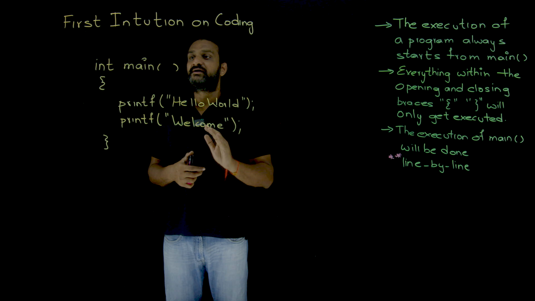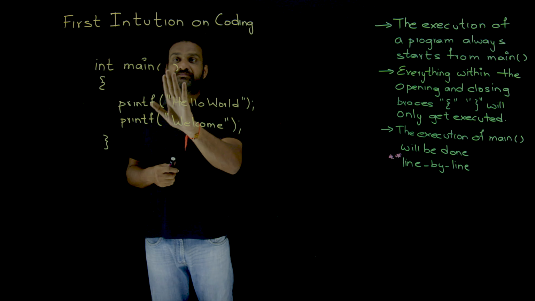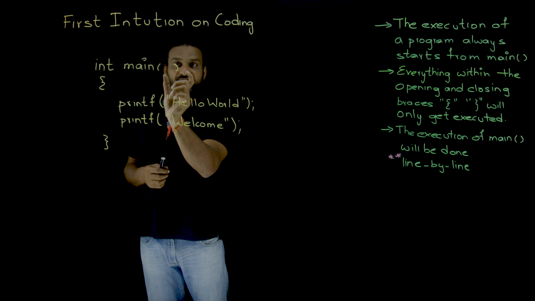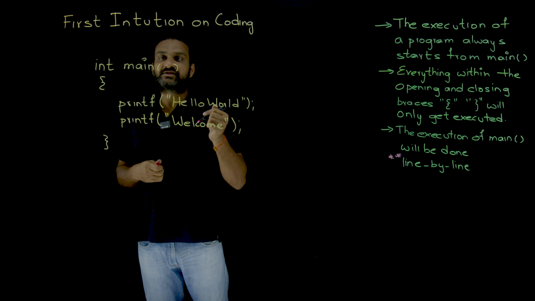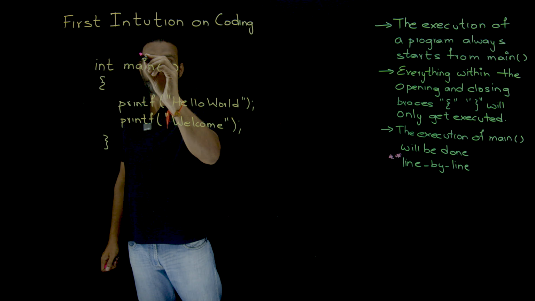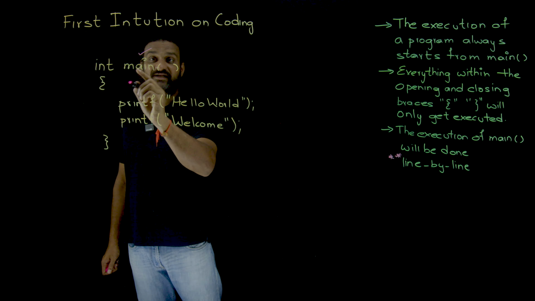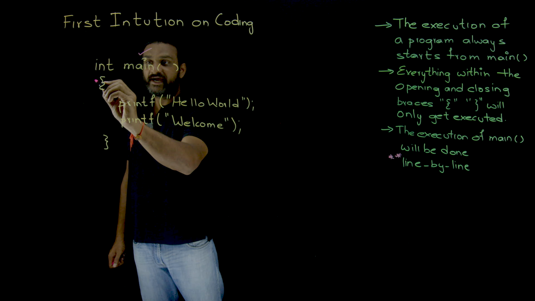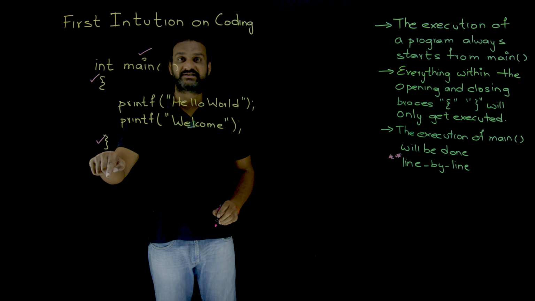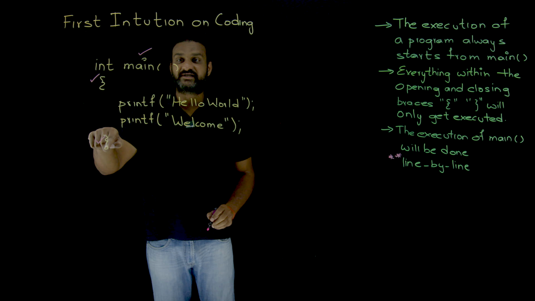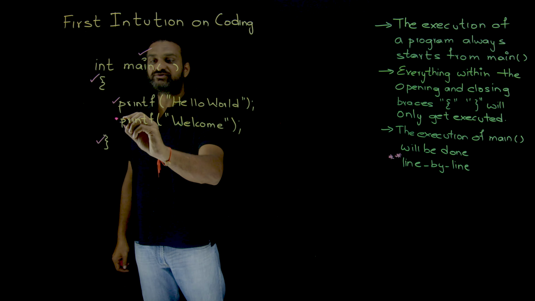Okay, coming back, the three important words that we need to understand in this program are these. The first one is this word called main. The next one is the opening brace and the closing brace, the curly braces. And the next one is these two lines of code.